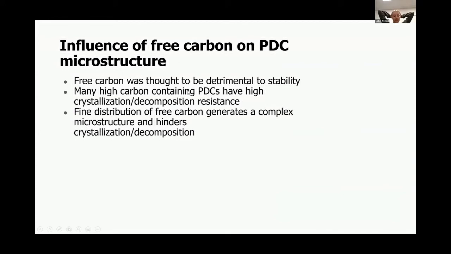So free carbon, of course, is going to have an influence on the overall microstructure of the PDCs because it does exist within the PDC structure. And at one time, it was thought to be detrimental to almost all of the properties of PDCs. But more recently, it's been decided that PDCs with some high carbon content actually have very good resistance to crystallization and decomposition and some other kind of negative effects of the polymer to ceramic process. And so the existence of free carbon within the PDCs is going to again promote a more complex microstructure, which can block some of these negative effects like decomposition.